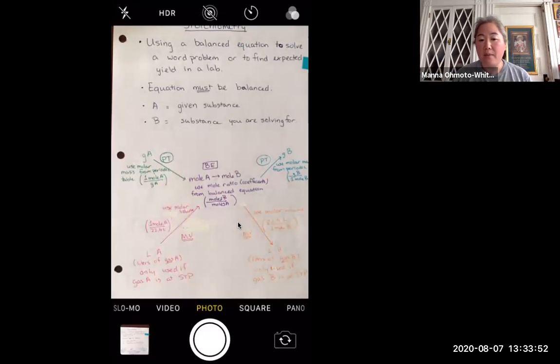So if I am given a question where I'm given moles of A and I'm asking for moles of B, then I will just use one conversion. If I'm given grams of A and I need to find moles of B, I will have to do this conversion first and then this conversion. So the number of colors that you end up going through is equal to the number of conversions that you will have.